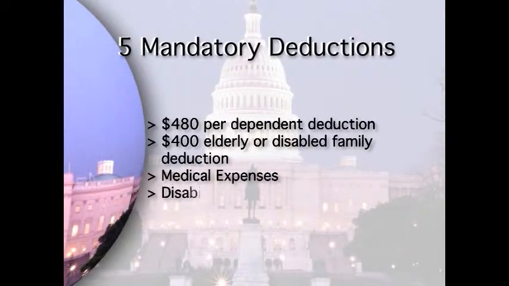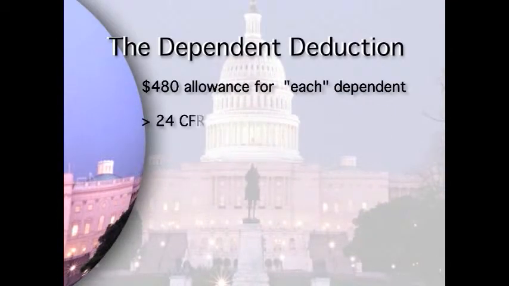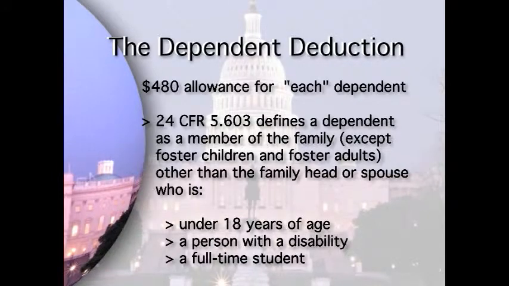There are 5 mandatory deductions, which include $480 per dependent deduction, $400 elderly or disabled family deduction, medical expenses, disability assistance expenses, and child care expenses. We will be discussing each one independently. The dependent deduction is a $480 allowance for each dependent.